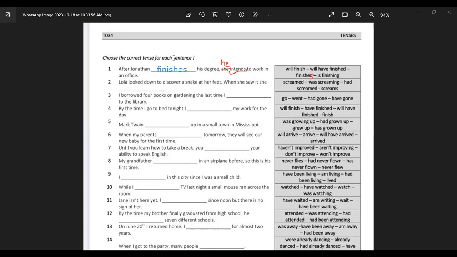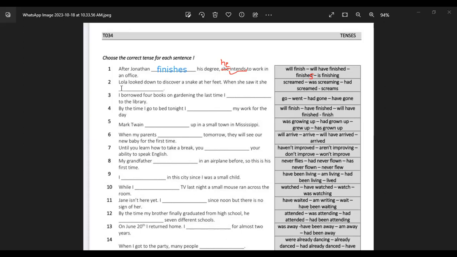Sorry. Okay. So number 2, Lola looked down to discover a snake at her feet. When she saw it, she screamed, was screaming, had screamed, or screams. It will be past because of "looked". Screamed. Had screamed or screamed, pick one.